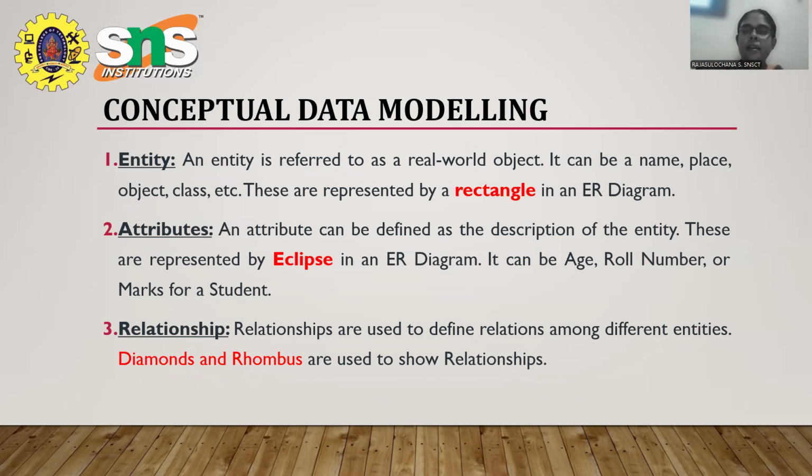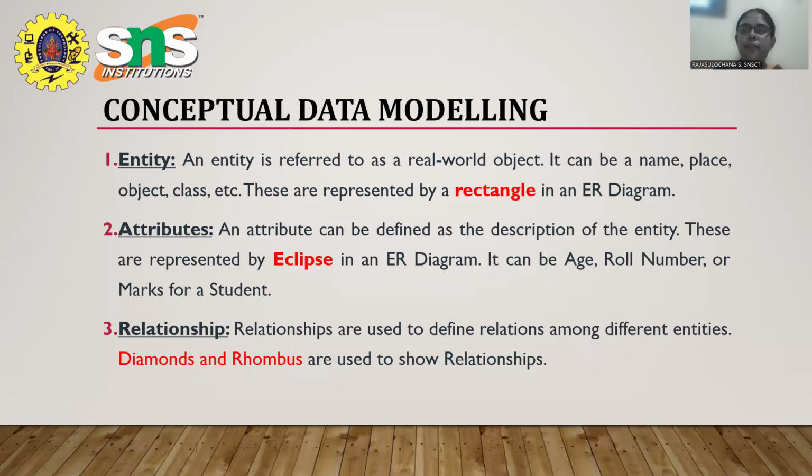So entity is defined as any real world object. The name, place, object, class, all those things that we use in day-to-day life are real world entities, and it is referred to as the entity. So in ER diagram, entity is represented with the help of a rectangular shape. Next comes the attribute. So this attribute is used to define or describe the entity that we have chosen. So attributes in an ER diagram are represented with the help of ellipse.